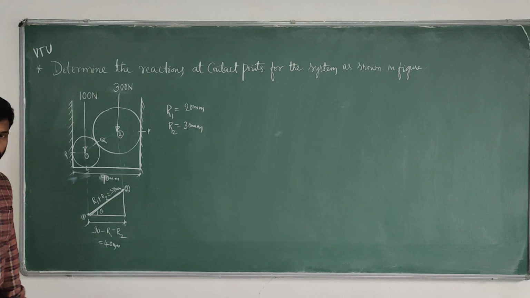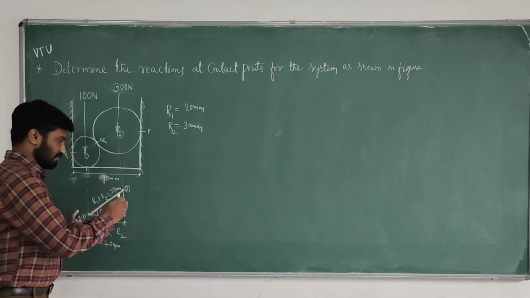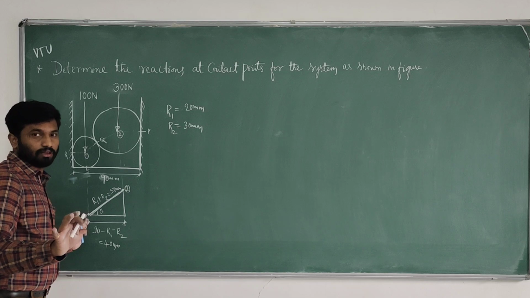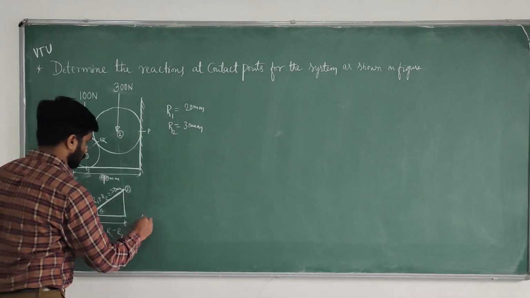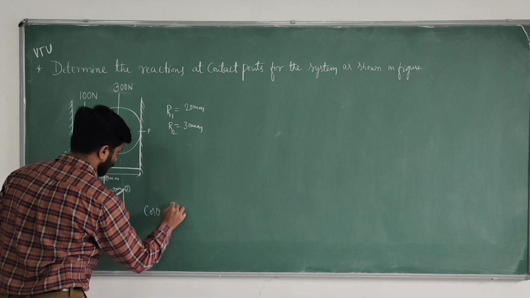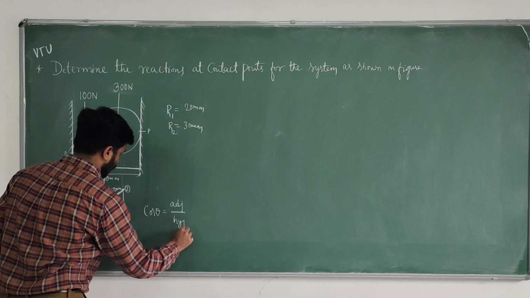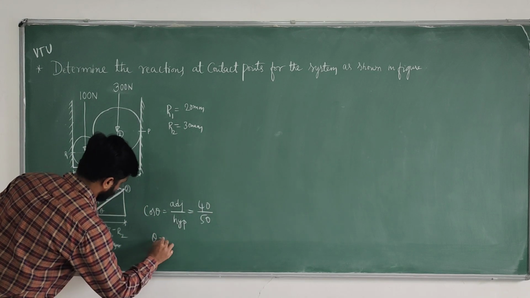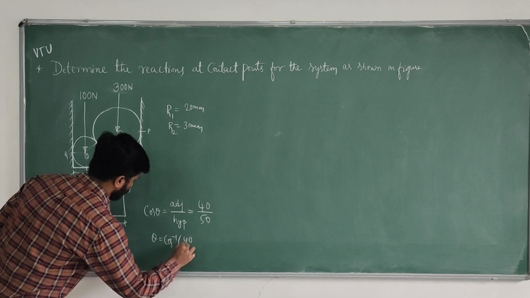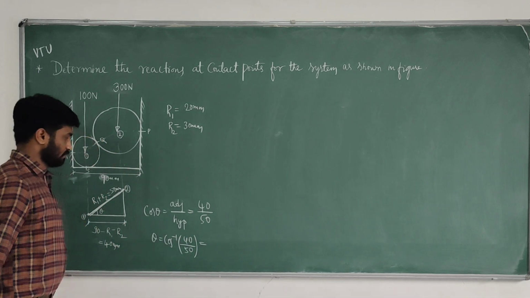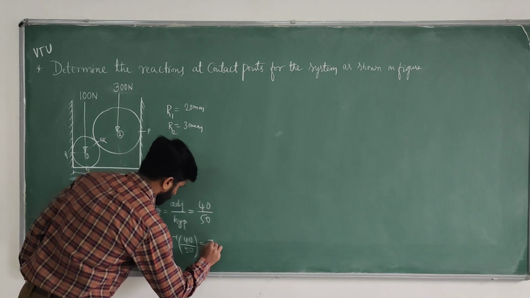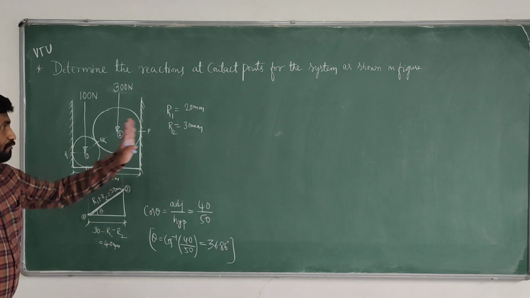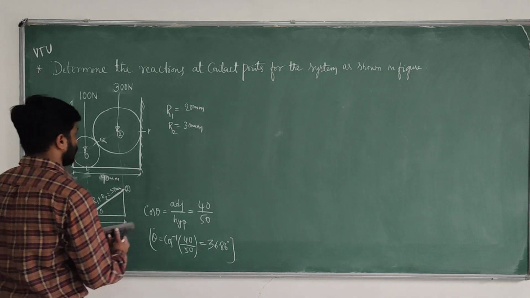Now determine the value of theta. Which trigonometric function do we use? If you apply tan theta, opposite by adjacent, opposite is not known. If you apply cos theta, adjacent by hypotenuse, it is possible. Therefore cos theta equals adjacent by hypotenuse, which is 40 by 50. Theta equals cos inverse 40 by 50. What is the value? 36.86 degrees. So this is the theta value. Now write the free body diagram. It's very easy to write the free body diagram now.